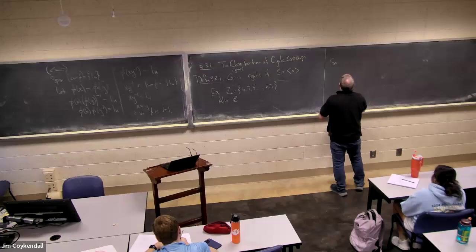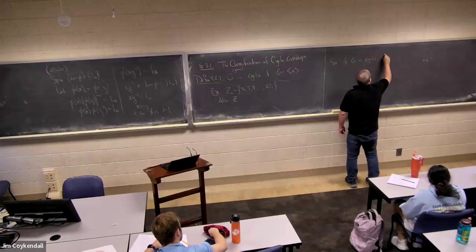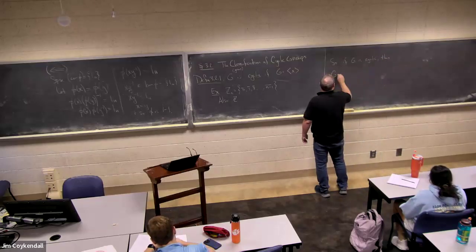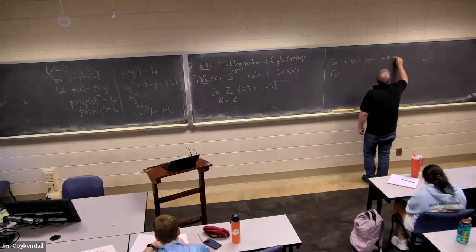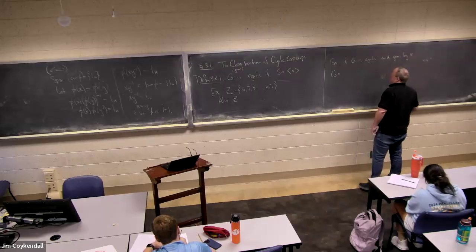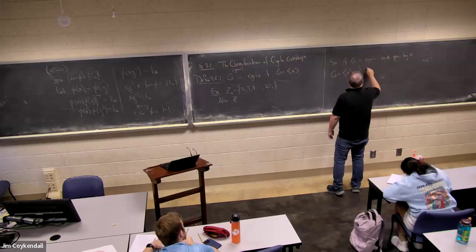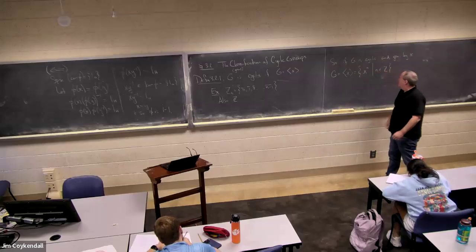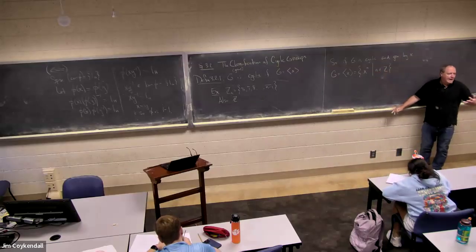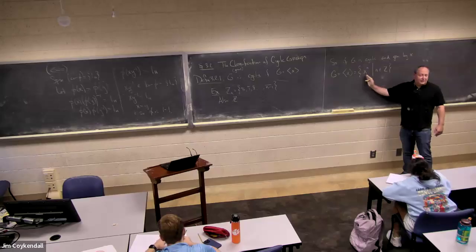So if G is cyclic, then G is generated by X, then G is equal to the set of powers of X. Now, you all might say, well, Jim, what happens if G is finite? Notice this is the list of things in G. I did not say the list didn't repeat.